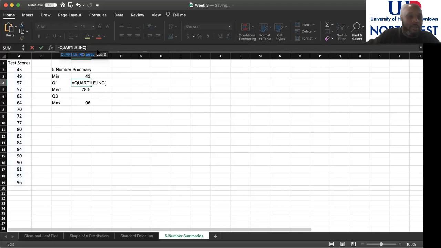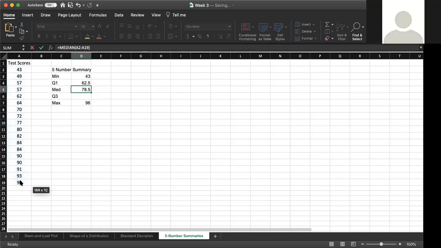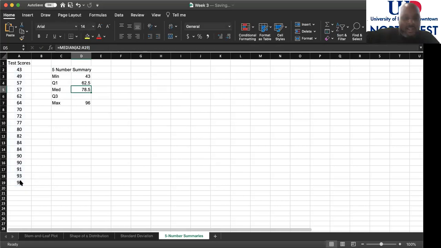I like this. Remember on ours, what do we get for Q1? Q1, we got 62, right? Yes. This one's getting 62.5. And what Excel is doing is, when Excel sees an even data set like this, it treats every median as if it needs to be split. So if you look at Q3, Q3 will probably be off too.